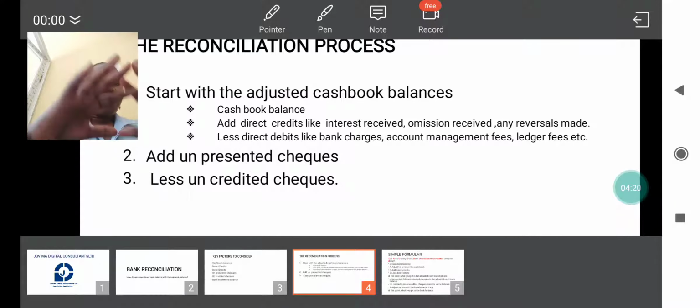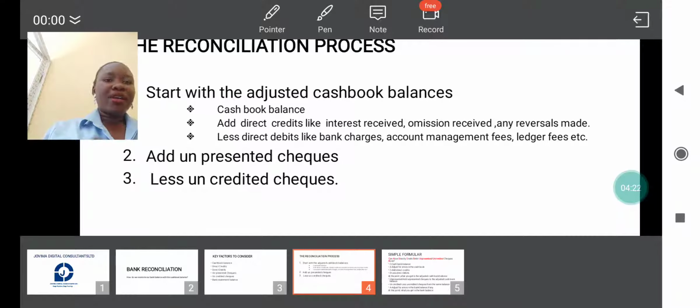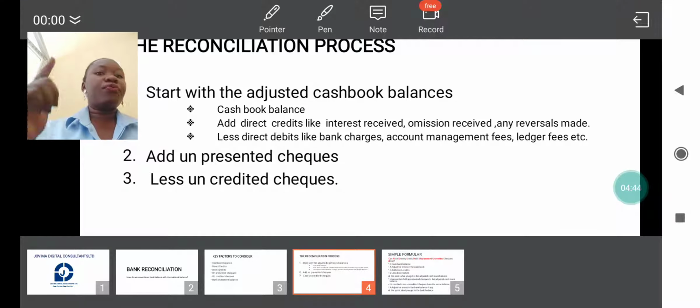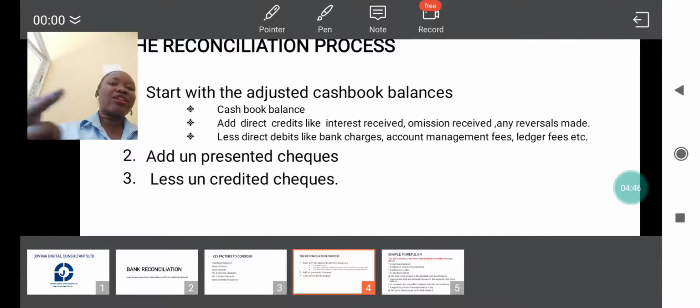So when we want to know the adjusted cash book balance, we first get the cash book balance of the bank column, and we adjust for the direct debits and the direct credits. What we get at that point is what we call the adjusted cash book balance. So we go ahead to add on the unpresented checks. What are they? These are checks that you've paid to people, but you have not yet taken to the bank to effect a payment.